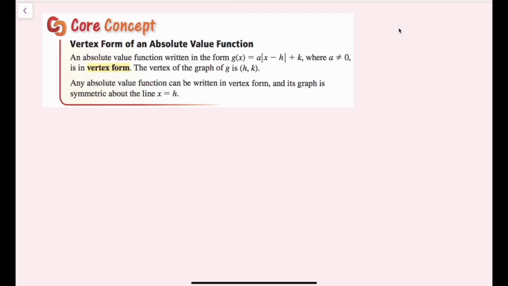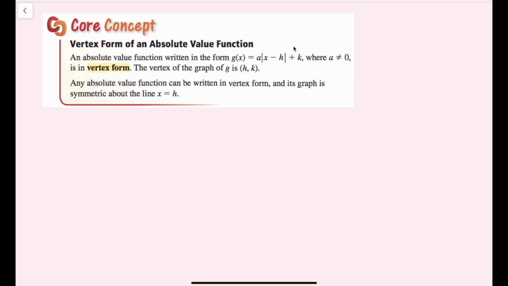Now we're going to talk about vertex form of an absolute value function. An absolute value function written in the form g of x equals a times the absolute value of the quantity x minus h, all plus k, where a is not equal to 0, is in vertex form. The vertex of the graph of g is (h, k). Any absolute value function can be written in vertex form, and its graph is symmetric about the line x equals h. Well, let's figure out why that's the case.